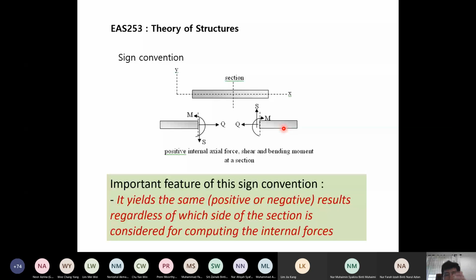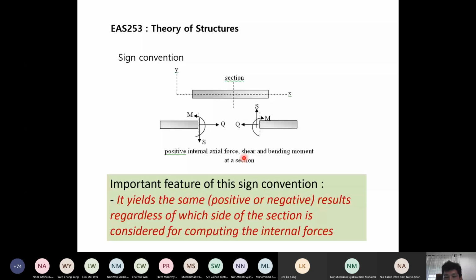So class, I would like to emphasize that this is the sign conventions for axial force, shear force, and bending moment. Do not confuse with the sign positive, negative that you can assume for moment at a particular point when you write down moment equilibrium equations. When you write down moment equilibrium equations at a particular point, you are free to choose clockwise negative or counterclockwise negative. That one is for summation of moment at a particular point. But here the sign convention is for bending moment at a particular section.